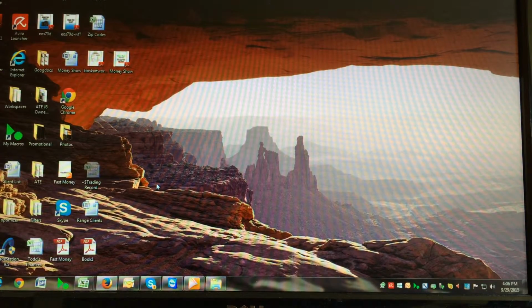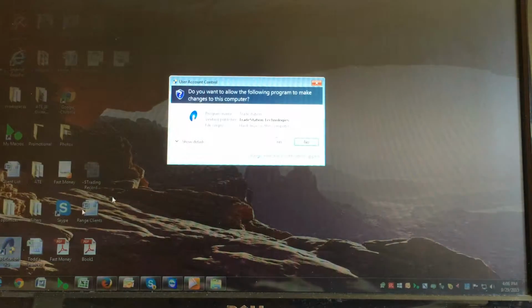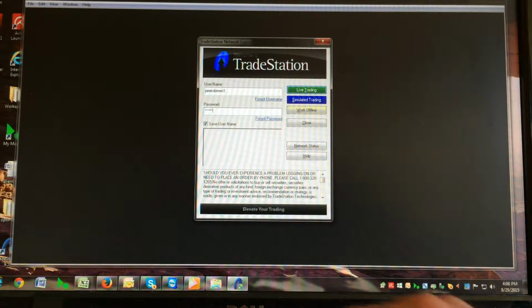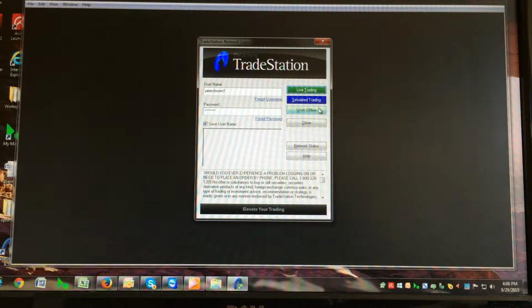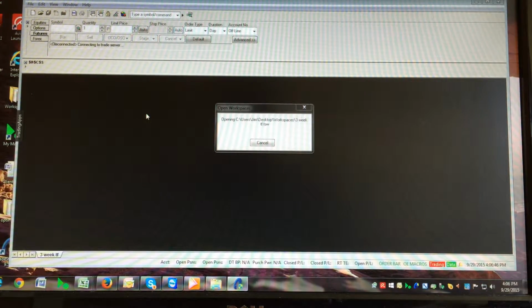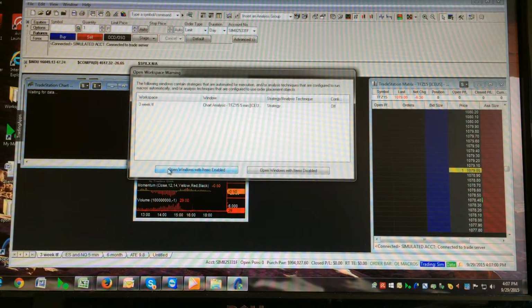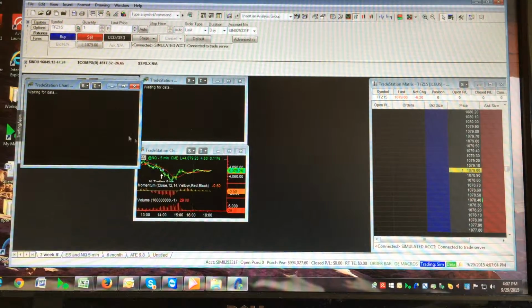And I want to make one point about that. When you reboot TradeStation or log back in, it should prompt that it's going to ask, do we want to open it with macros enabled? And that's an important thing to say yes to. If you said no, then the strategy would not trade, or the software would not trade. So this is that dialog box. So we're going to say open windows with items enabled. That means that the strategy is going to continue to stay automated.